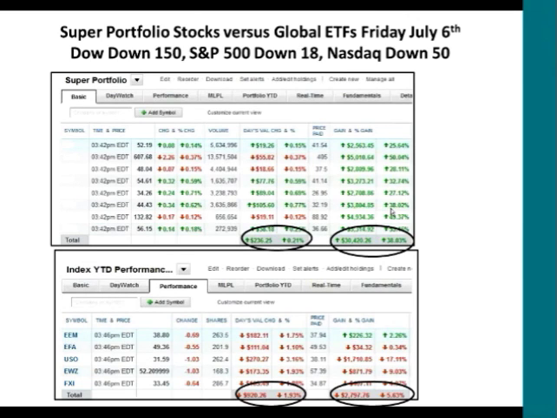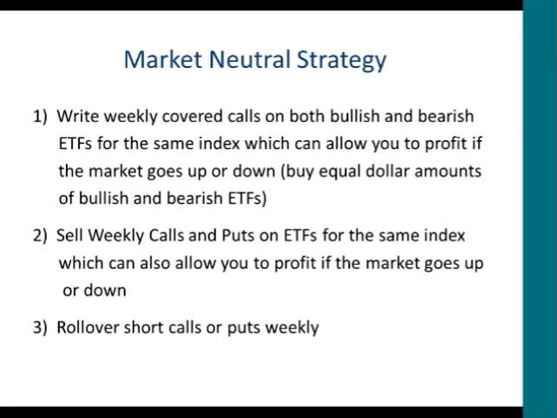And you can see, even though these global ETFs were down 1.9%, the super portfolio that day was actually positive, even though we had this big sell-off in global markets in response to the poor unemployment figures. So, again, this is another example of how these super portfolio stocks can outperform.